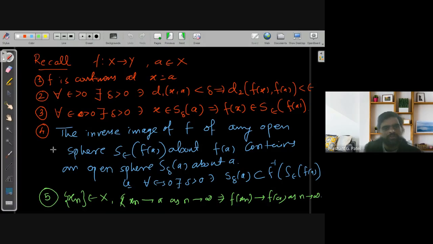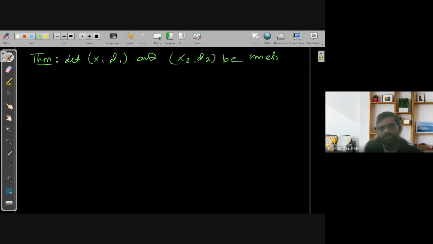This is another equivalent condition for a continuous function. That means we already have these 5 conditions, and we are establishing 2 more conditions which are equivalent to a continuous function. So the theorem is: let (X1, d1) and (X2, d2) be metric spaces. So we have been given these 2 metric spaces, and f is a function from X1 to X2.